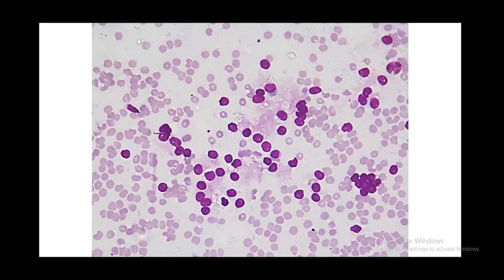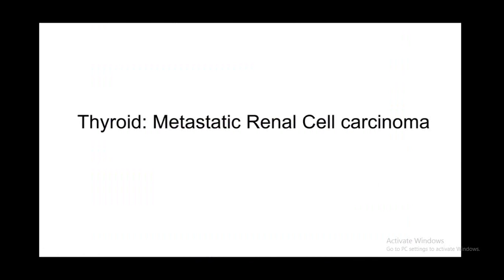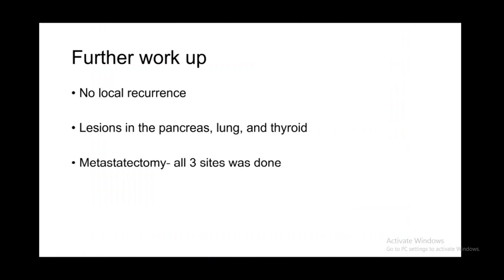these are tumor cells with low NC ratio, with pale, wispy, delicate, fragile cytoplasm, and cells show abundant cytoplasmic vacuolations. And we gave a diagnosis of metastatic renal cell carcinoma. The patient didn't have any local recurrence, but there were lesions in the pancreas and lung as well. All lesions were operable, and metastatectomy was performed for lesions at all three sites in the pancreas, lung, and thyroid.